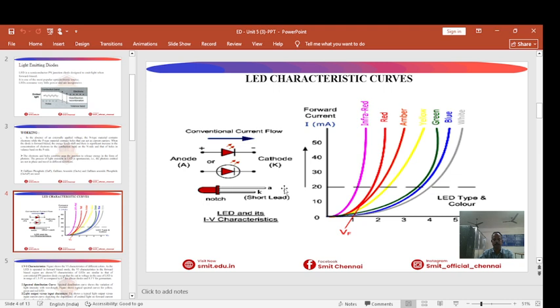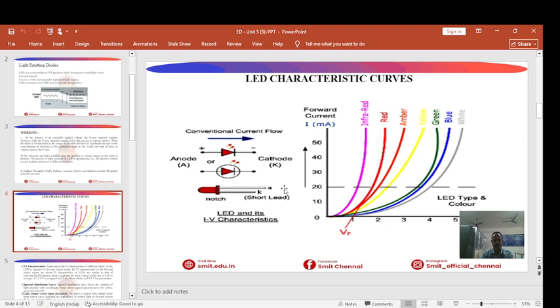Then coming to the LED characteristics, which is the IV or VI characteristics, it resembles that of a PN junction diode. In the x-axis we have the forward voltage, and in the y-axis we have the forward current in milliamps. For various colors you can see the variation.